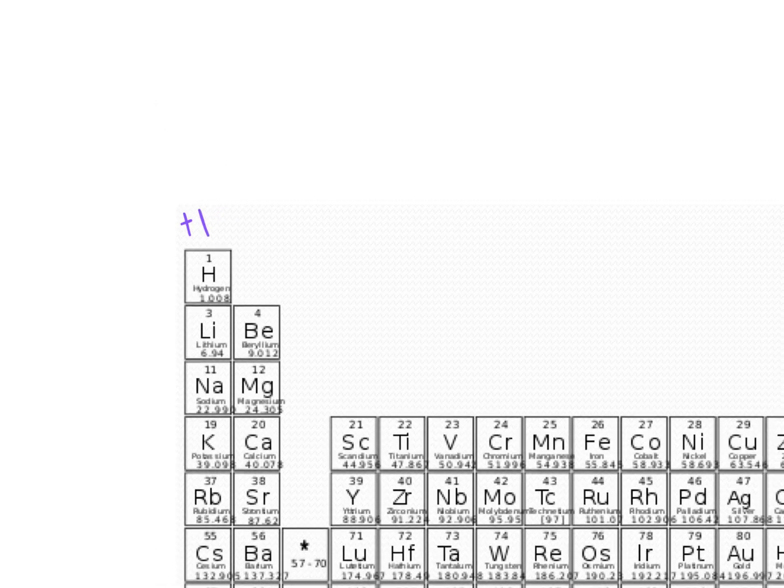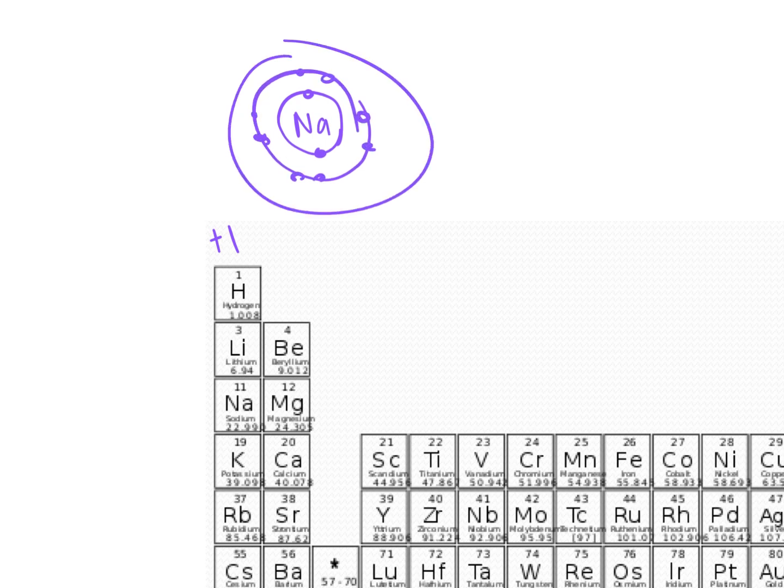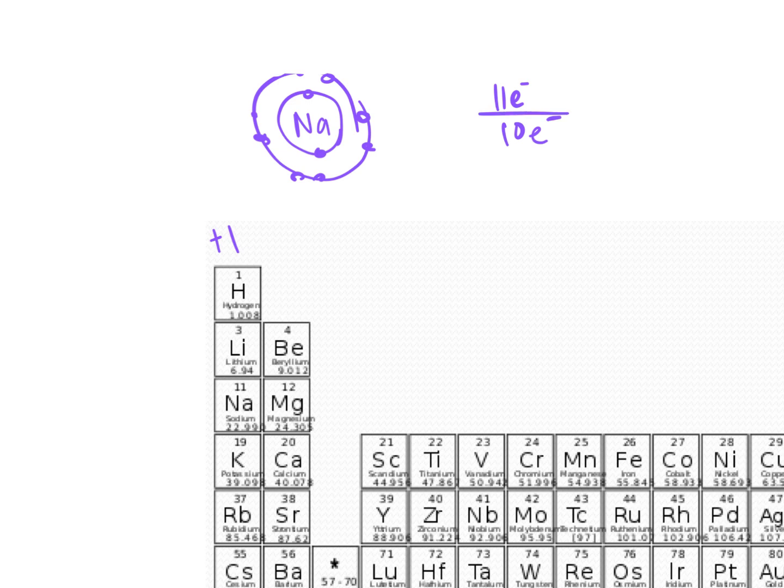Okay, so let's go through this one more time. If I was looking at sodium, sodium has 2 in its first shell, 8 in the next one, and then 1 in the outer shell, right? That's what we gave you. We said sodium wants to give away its outer electron. We agree with that? Okay, if it starts with 11 electrons and we give 1 away, how many are we left with? 10 electrons. And what charge does that leave sodium with?